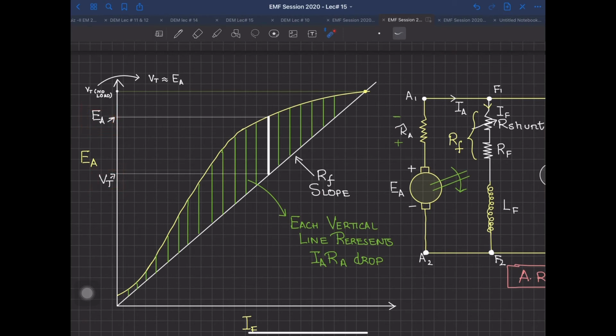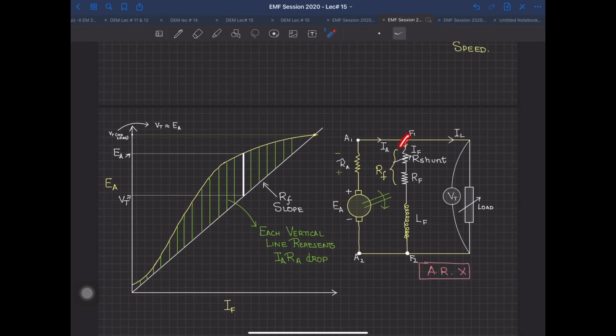Now, if load was not there, then this was your EA or VT at no load. But when the load is attached, your field current is also going to drop. Why? Because the voltage EA, when passing through the resistance and reaching this point, that is VT, is going to have a drop. Accounting for that voltage drop, you have your EA and VT at load. So your IARA is converted according to the graphical scale on this chart, and wherever it fits in.